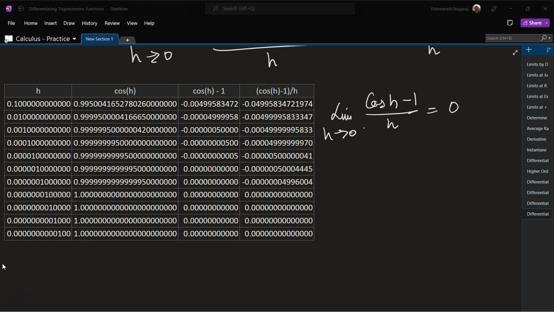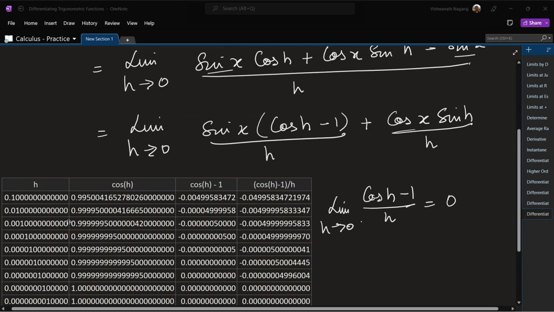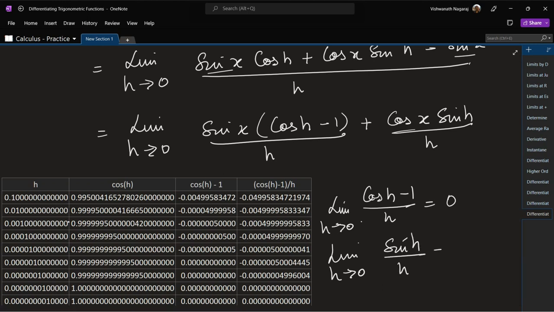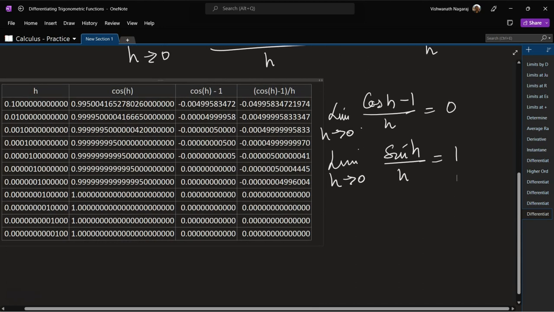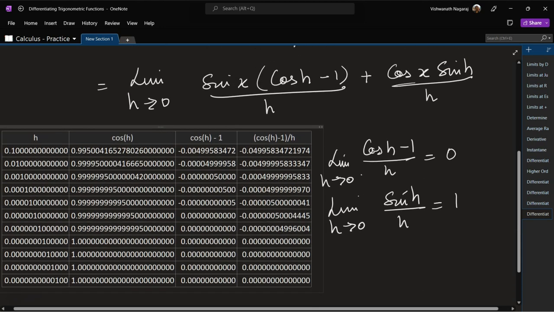We can do it mathematically also, but we'll have to use something called L'Hopital's rule. So that will come much later. Okay, so this is one limit that we need to know. Now another limit we need to know is the limit as h approaches 0 of sine h by h is equal to 1. This also we can do similarly. Actually, I've already done this in some other session, so you can have a look at that.